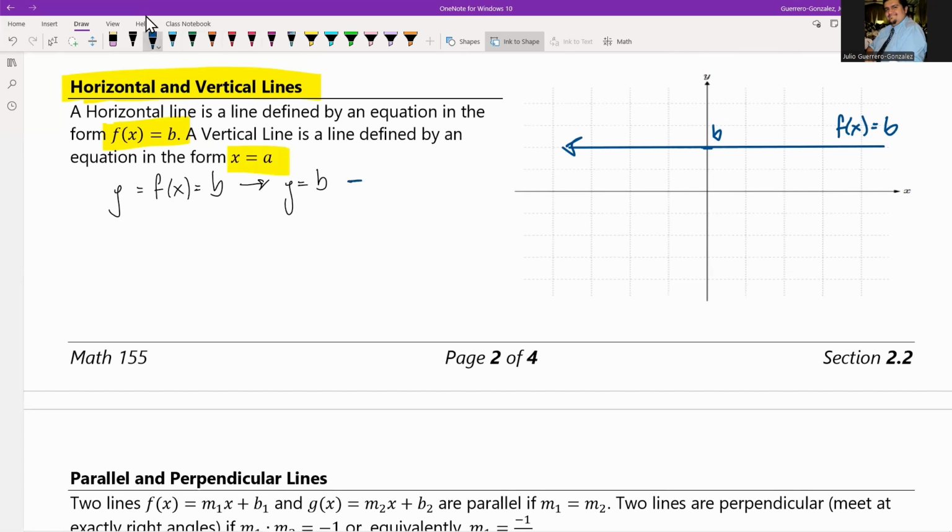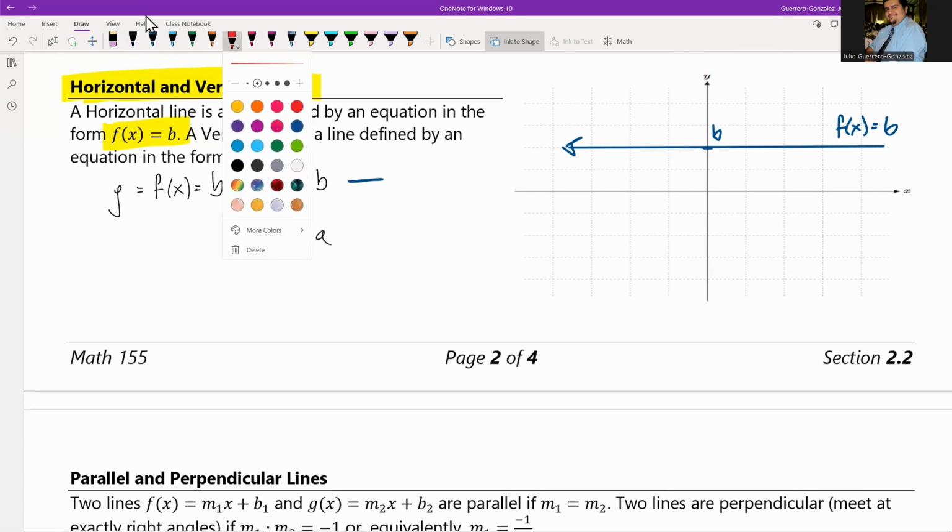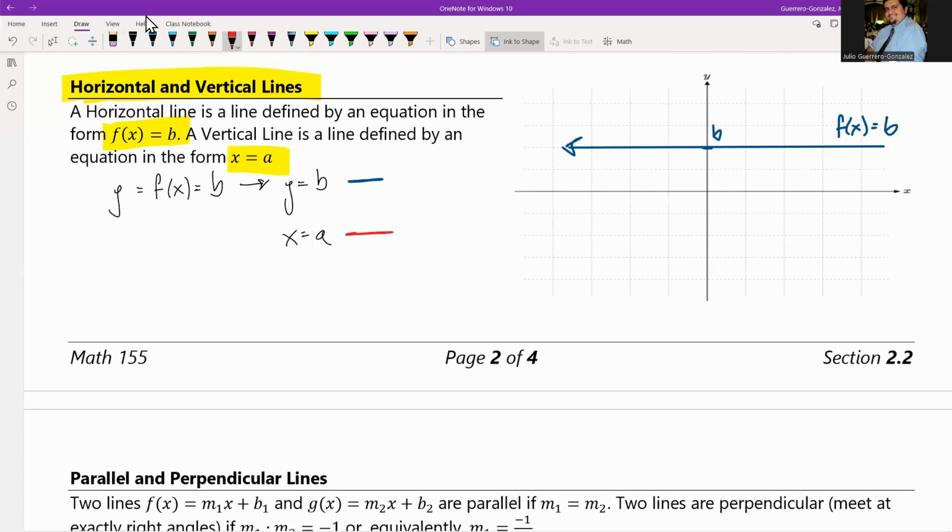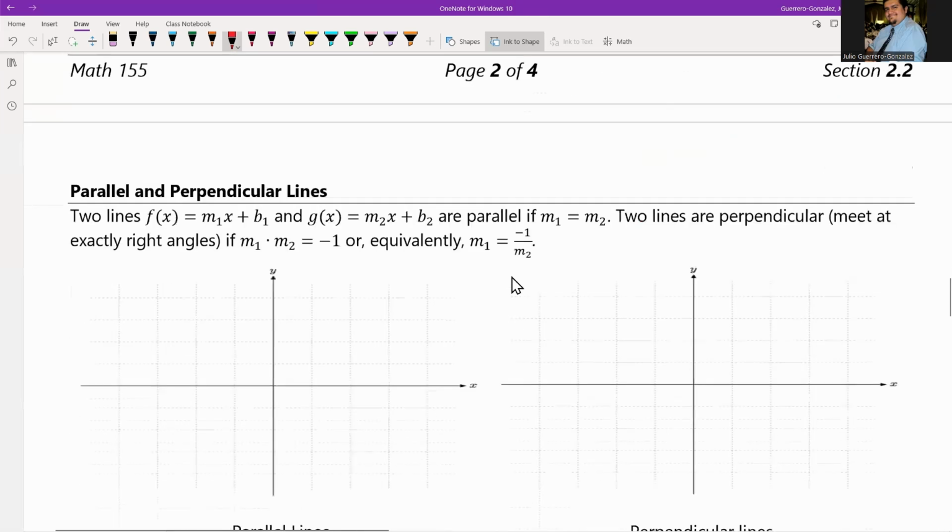So this is going to be this line. And then when we write x equal a, that's going to look like this. It's going to be a red line. And let's say this right here is a. That's this. It's something like that, okay? A line that's completely vertical at our value x equal a. That's it, okay? Okay, moving on.